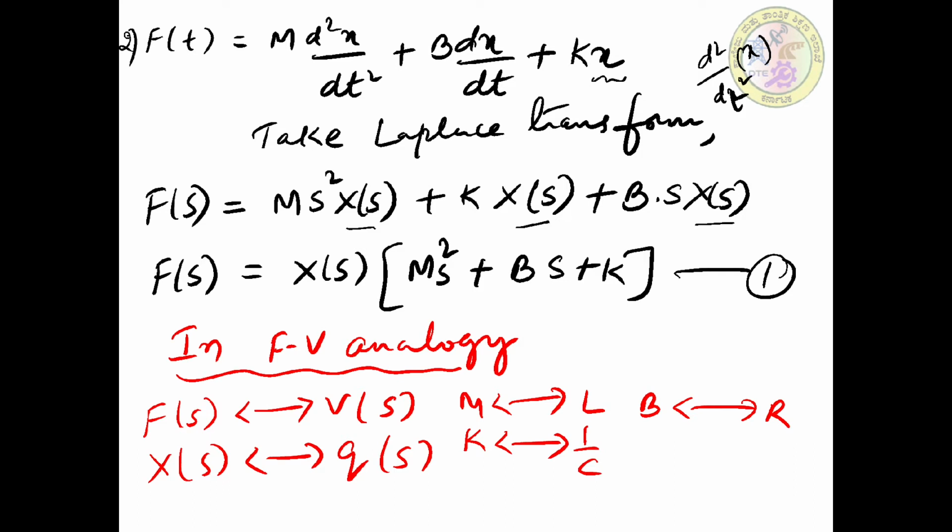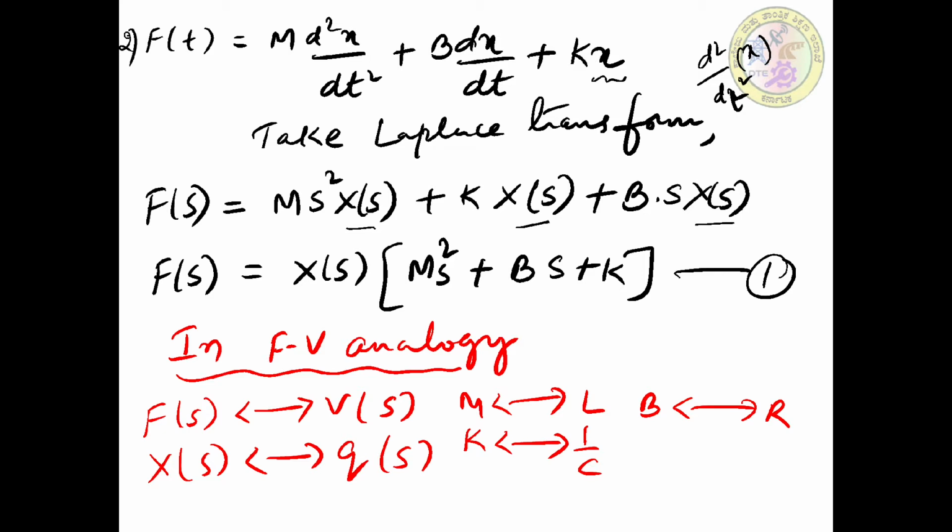Now you can apply the given analogy. Irrespective of either FV analogy, FI analogy, or torque voltage or torque current analogy, first we have to obtain the equivalent mechanical system, then we write the differential equation, then we apply the Laplace transform and arrive at this form, that is the equation 1 form.